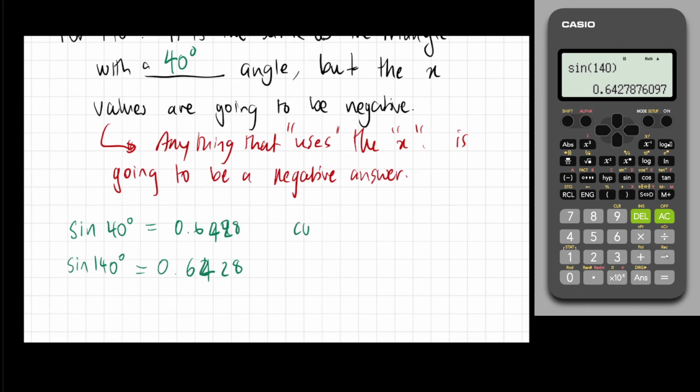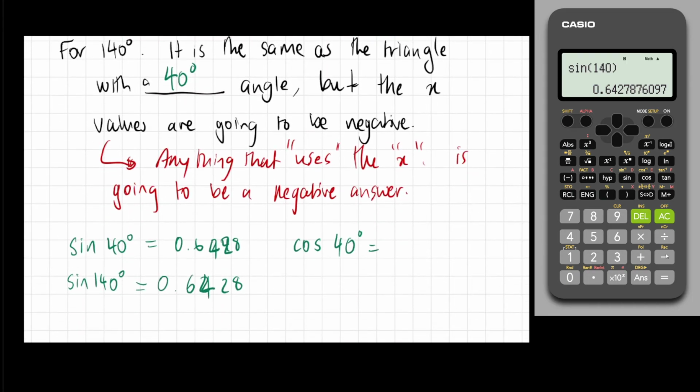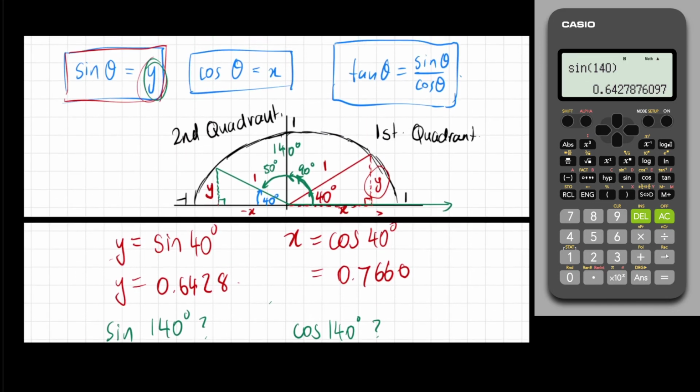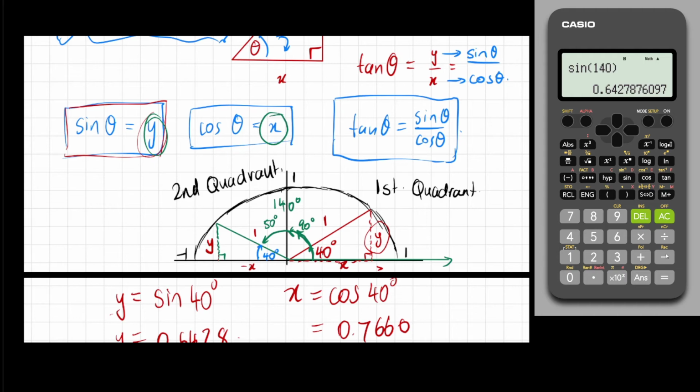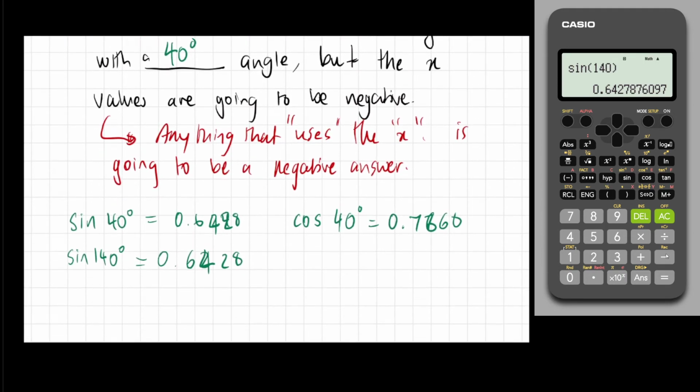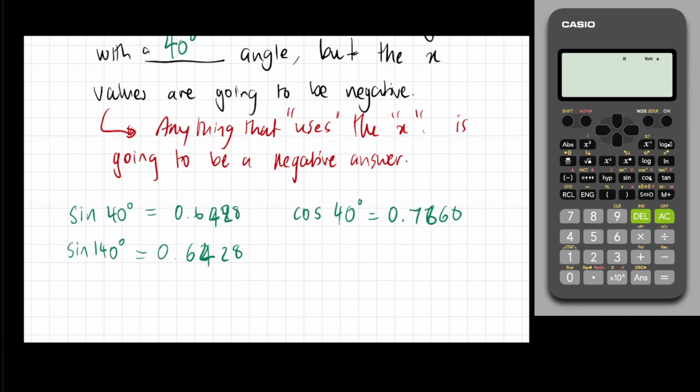Now let's look at the cosine. Well, cosine of 40 degrees was 0.7660. Now the cosine rule involves an x. So this means that our answer should be the same. It should be the same because it's the same triangle, but negative.